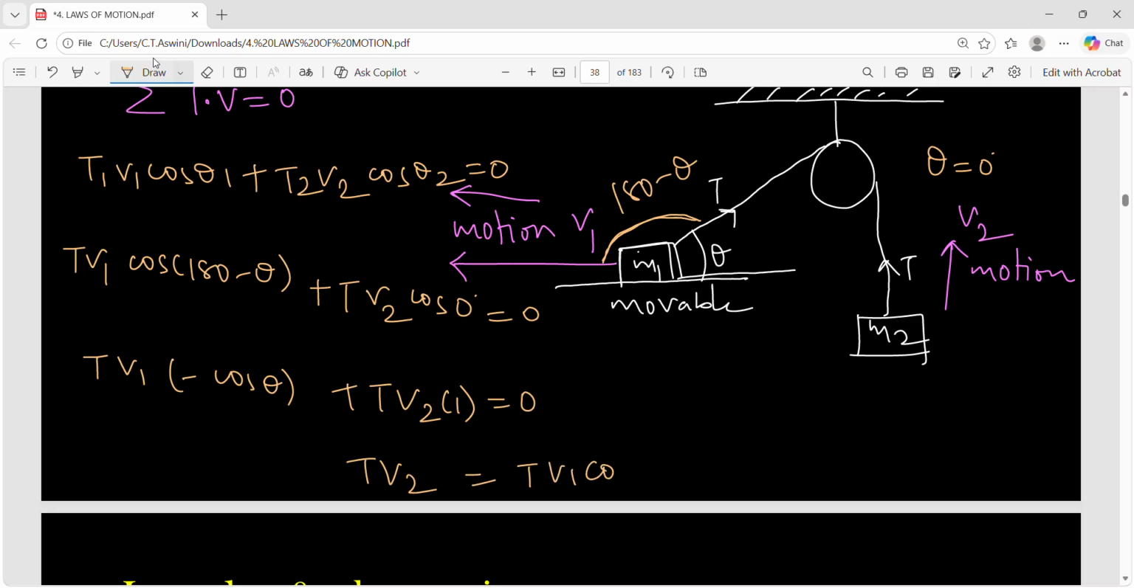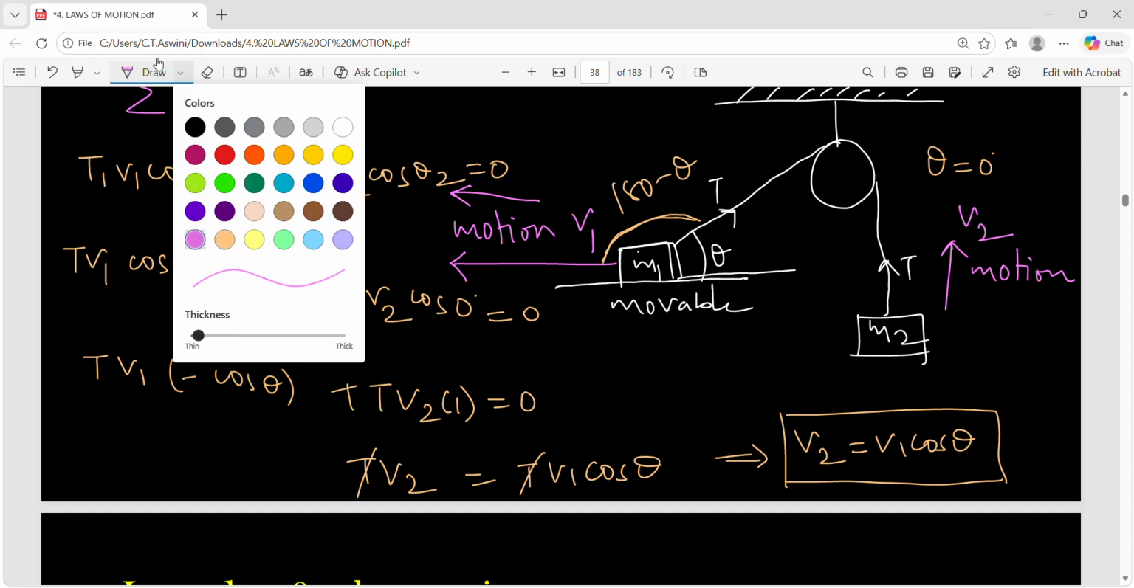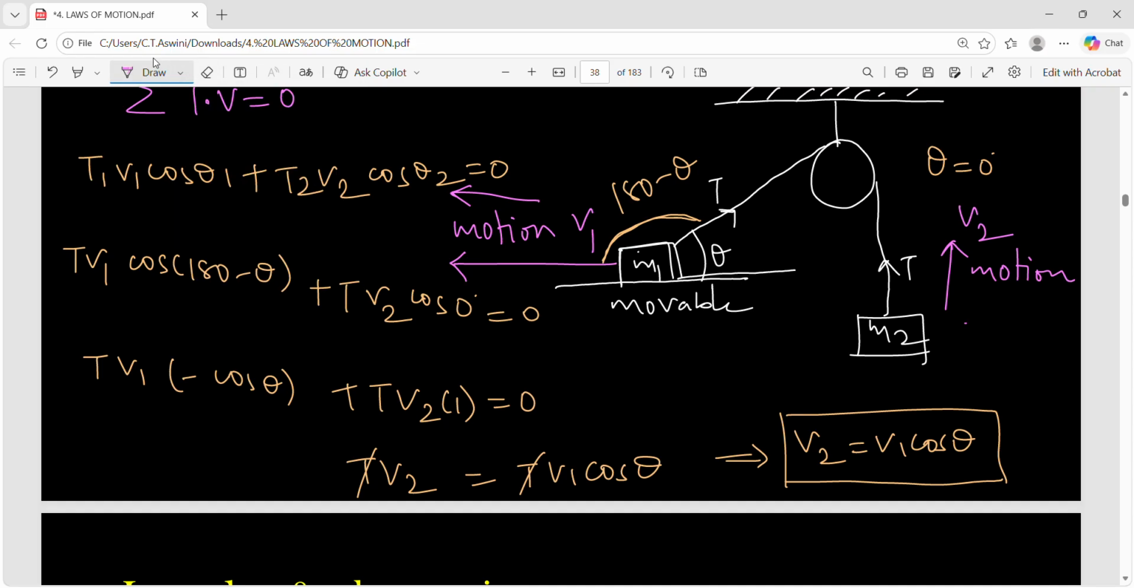So send the negative term to that side. What will you get? T V2 is equal to T V1 cos theta. So T cancels. What relation did you get here? V2 is equal to V1 cos theta. This is what we got, right? Now, V2 is along the string, in the same direction as the string. V1 is not along the string. V1 is in a backward direction.